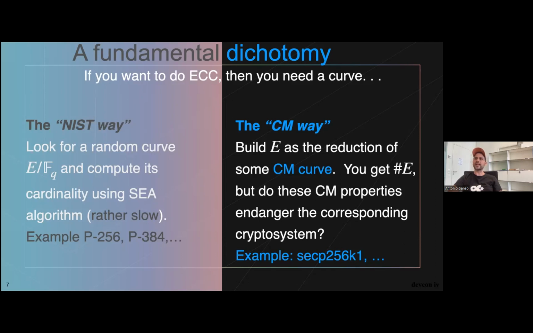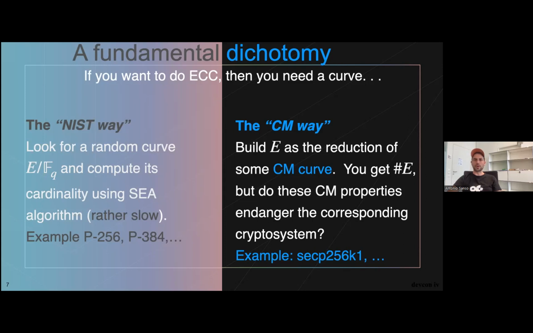What they do is nothing else than look for a random curve defined over F_q, compute the cardinality using this SEA algorithm that we just discussed, and see if the order is suitable. So, if it's a prime number or a prime number multiplied by a small cofactor. This is a rather slow way to find an elliptic curve, but it works pretty well.